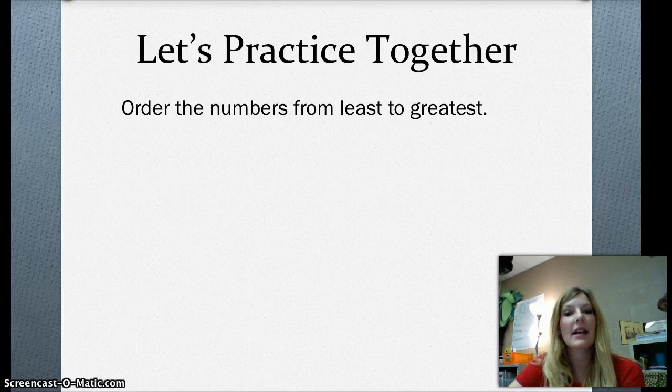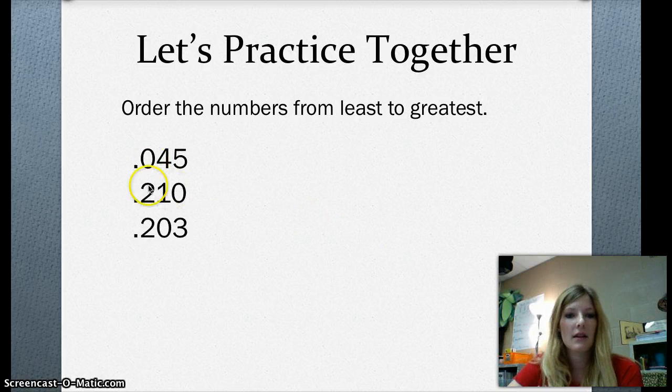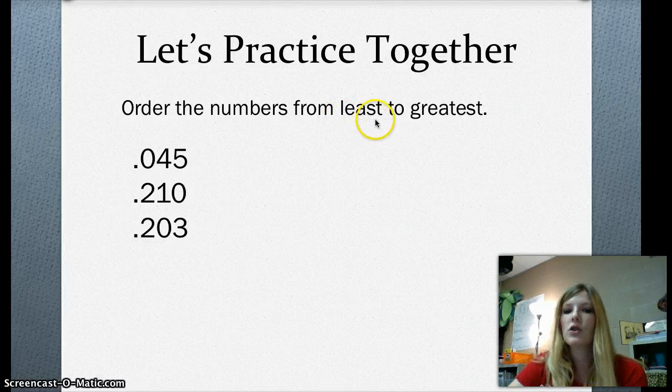Okay, so this time we're going to look at step 1 and see our numbers. Okay, we'll just take a look at them. I don't have a ones place, so I know that my first place value I'm going to go to is going to be the tenths column. Then, step 2, I need to look at the directions. This says from least to greatest.